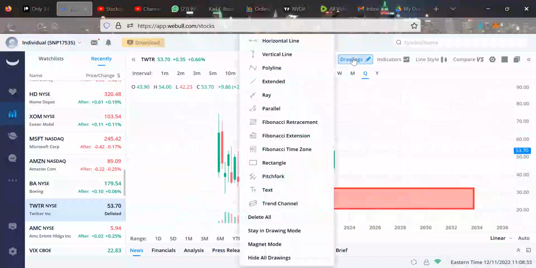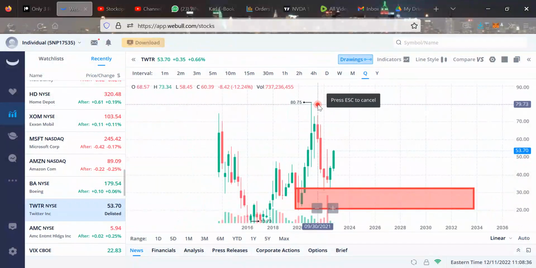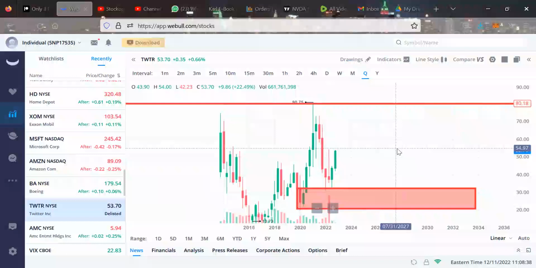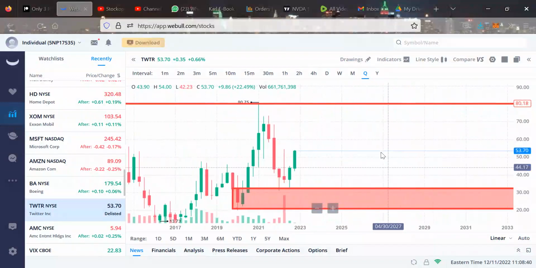And now what are we looking to do over Twitter? If you were in Twitter, you're looking to take out these highs, this $80. You see that? That's how simple it is when you have a system.